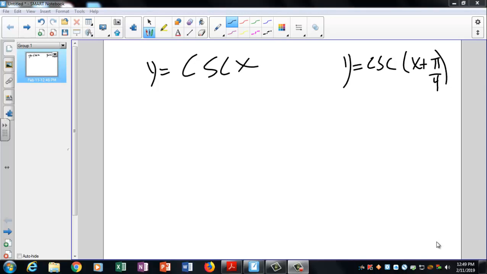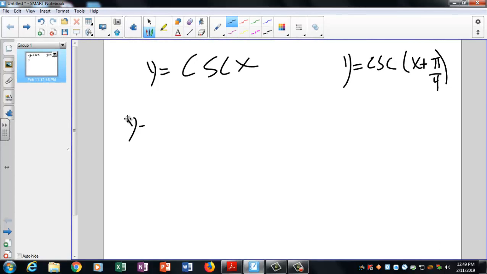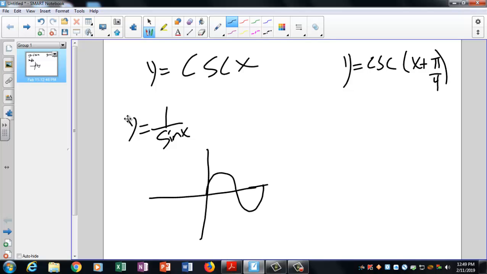All right, so we're looking at cosecant x, and we're trying to figure out what that graph looks like. We remind you that cosecant x is really the same as 1 over sine x. So the base graph starts kind of with the sine graph, which looks like this. All right, where this is 0, this is pi, this is 2 pi.